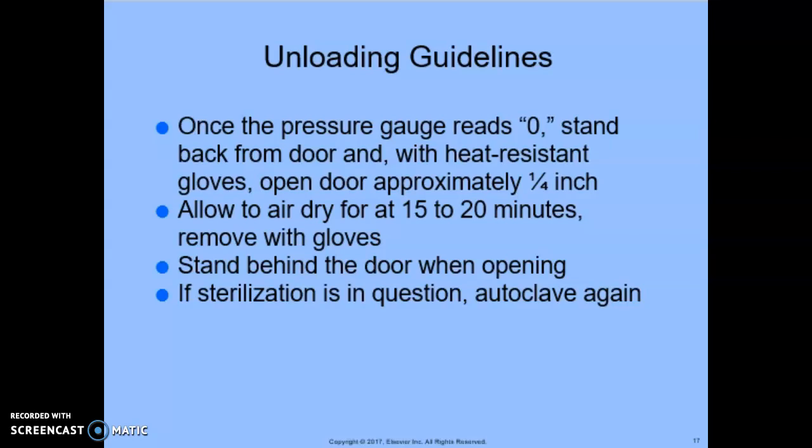So once the pressure gauge reads 0, you need to stand back from the door and with a heat-resistant glove or a heat-resistant towel, you can open the door approximately a quarter inch. So it's just a little bit. There will be some steam that comes out, and you want to keep it that way and allow to air dry for usually 15 to 20 minutes.